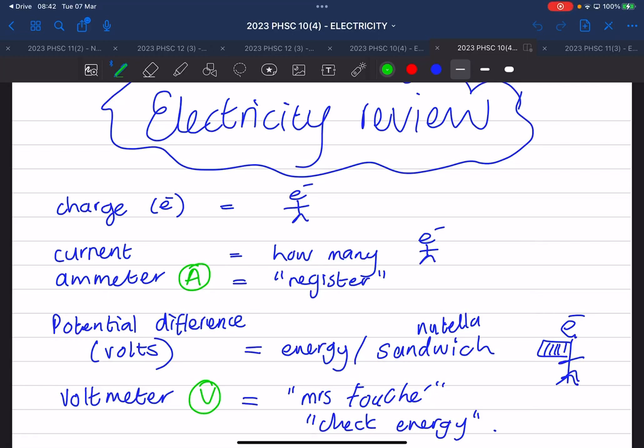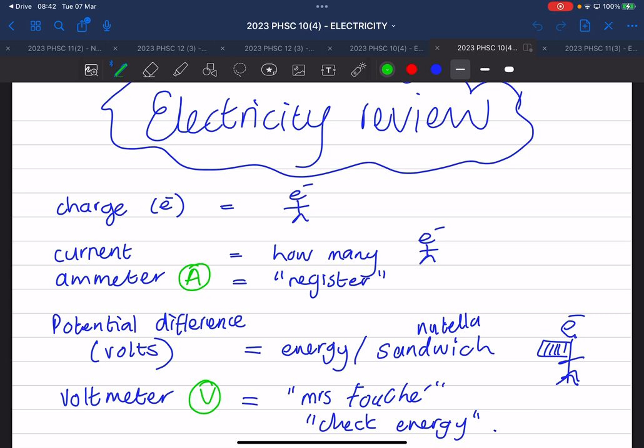Electrons, the charges that move, are like little men. The number of men that move is called a current. So that's how many men move. Then your ammeter is like a register. It registers how many people pass per second.